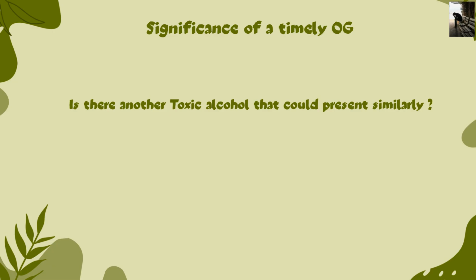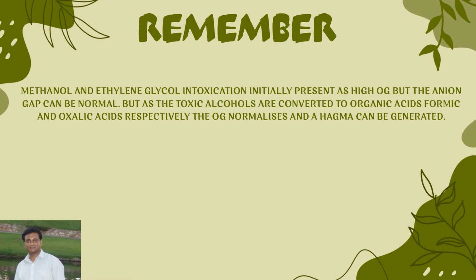I did mention there is a second toxic alcohol that behaves similarly. Could you recollect what that could be? The second toxic alcohol that behaves this way is ethylene glycol. So methanol and ethylene glycol intoxication can initially present with a raised osmolar gap but a normal anion gap range. But as toxic alcohols get converted to organic acids, they then become a HAGMA and the osmolar gap disappears.